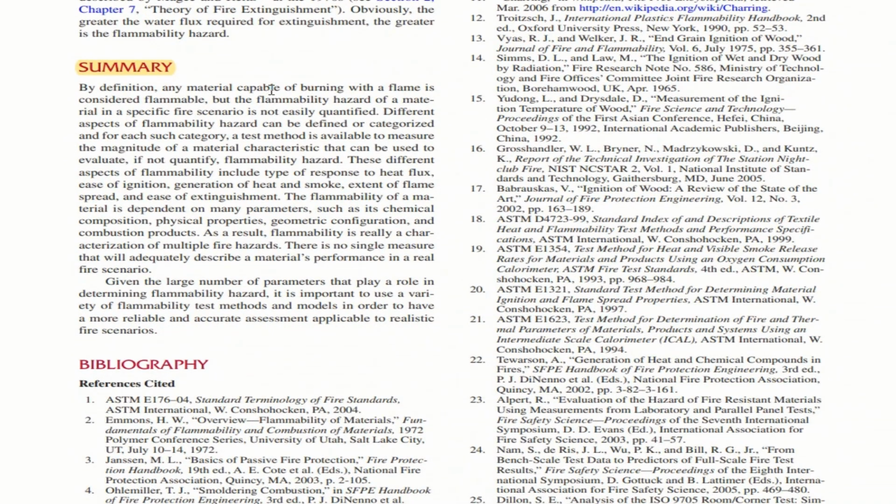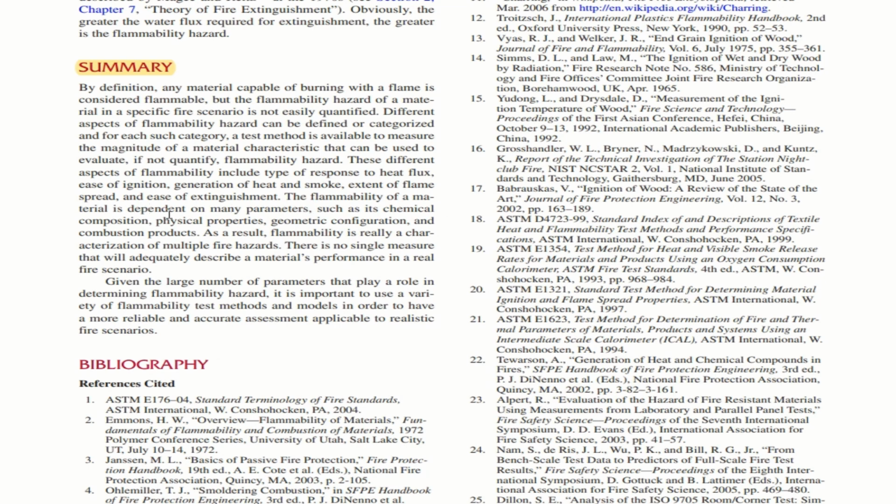By definition, any material capable of burning with a flame is considered flammable, but the flammability hazard of a material in a specific fire scenario is not easily quantified. Different aspects of flammability hazard can be defined or categorized, and for each such category, a test method is available to measure the magnitude of a material characteristic that can be used to evaluate, if not quantify, flammability hazard. These different aspects of flammability include type of response to heat flux, ease of ignition, generation of heat and smoke, extent of flame spread and ease of extinguishment.